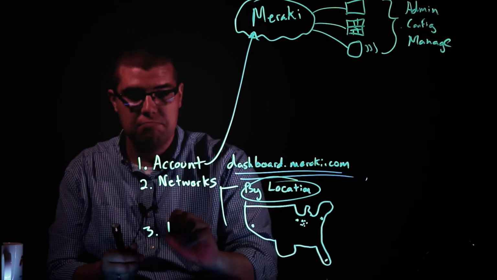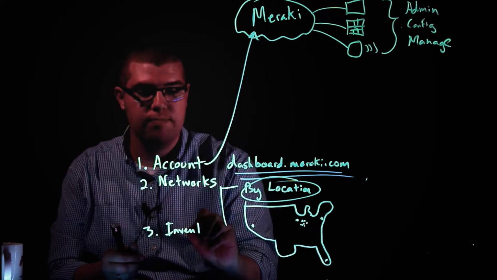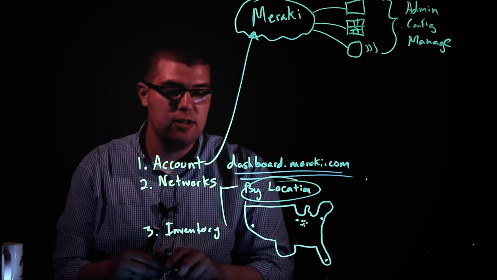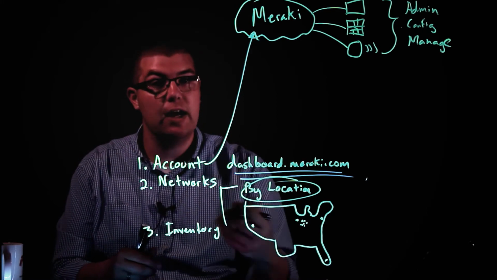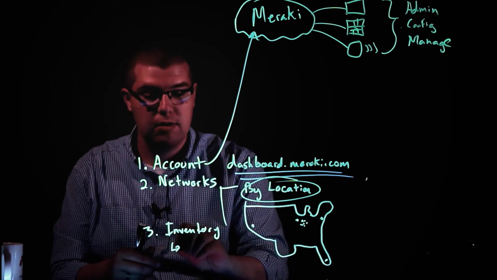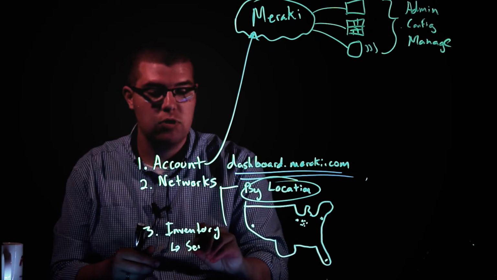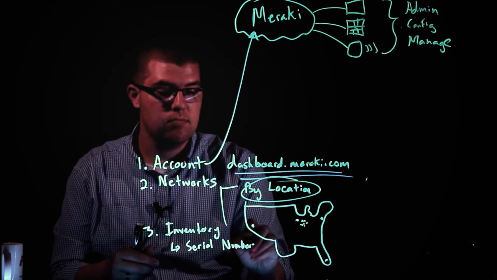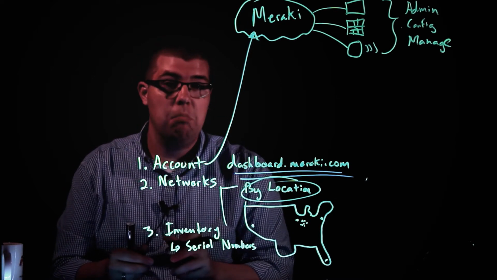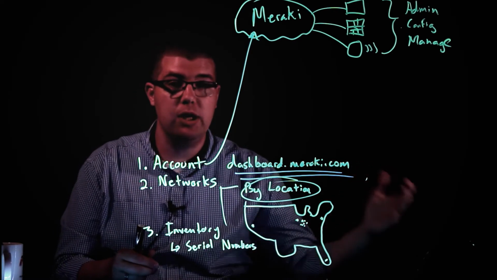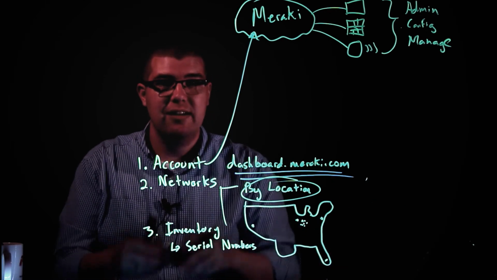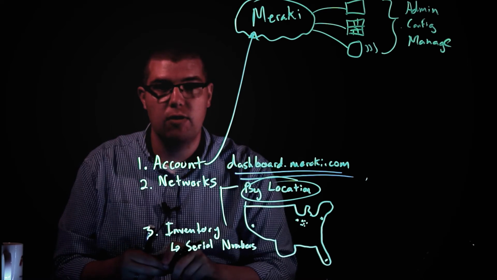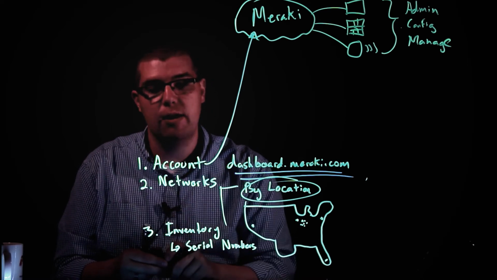Then lastly, I'm just building my inventory. So I look at each of these networks, I look at each of these locations, I know what devices I'm putting in there, and in the Meraki dashboard, I just start entering their serial numbers. Now, I've got all devices where they need to be in the Meraki dashboard. Kind of virtually, the system is built, and now I just need to go and plug things in, and I've got a network up and running.